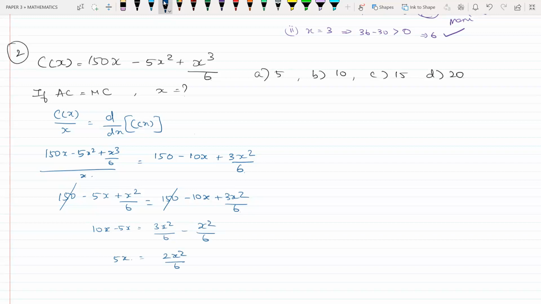So x will get cancelled and you are having x. So it will be 5 into 6 divided by 2 is equal to x, which is nothing but 30 by 2 is equal to x, and that is x is equal to 15. Your answer is option C. Now you can take it as your screenshot. With this, the application of derivatives in economics concept is over, along with the 2 past year questions I have done.